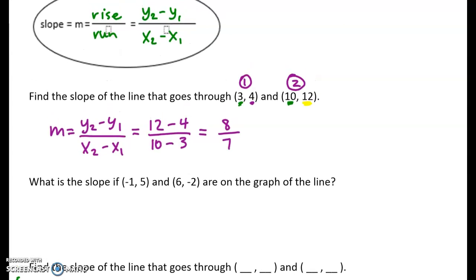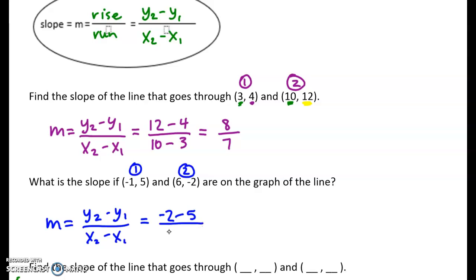If we look at the next question, we're asked to find the slope if the points -1, 5 and 6, -2 are on the graph of the line. So again, it's giving us 2 points. We will identify one point as point 1, one point as point 2, and use our formula to calculate the slope. y of point 2 minus y of point 1 divided by x of point 2 minus x of point 1. So the y from the second point is -2, subtract the y from point 1, which is 5, all divided by x from point 2, subtract the x from point 1.